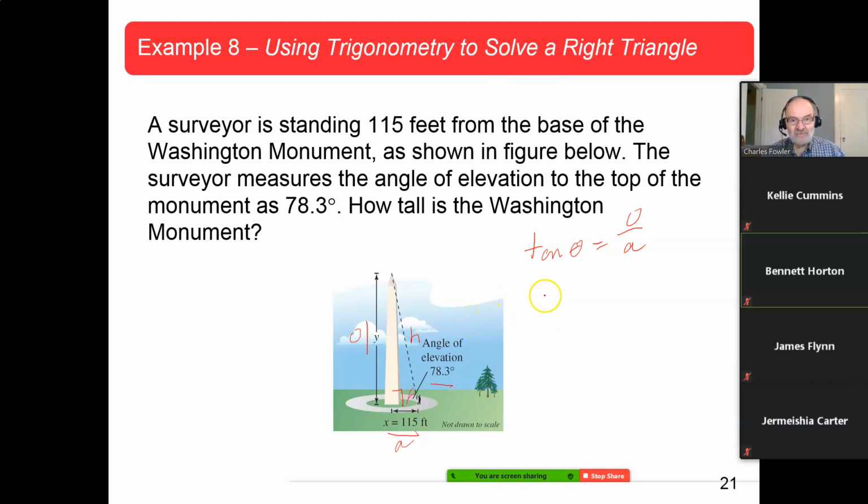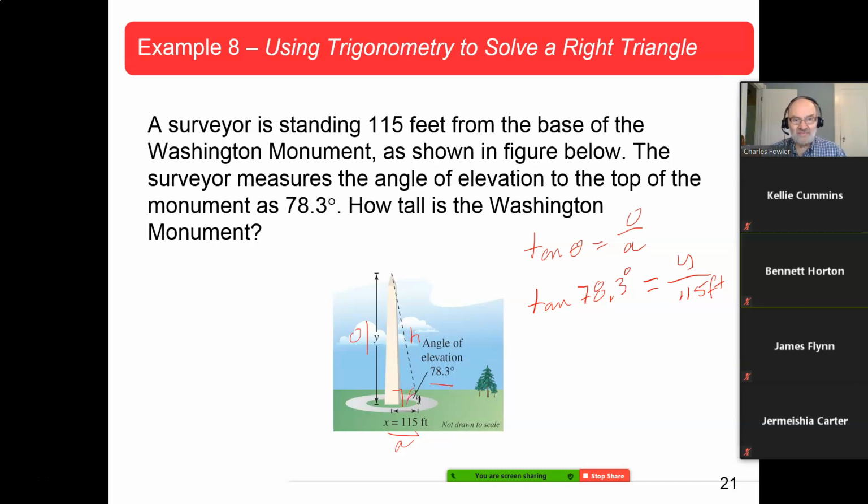So we know this is the tangent of 78.3 degrees. There's your theta in this problem. It is equal to the opposite side, that's what we're looking for, the unknown y, over the adjacent side. We know that one. That's 115 feet. So you see, the unit circle would be no good at all here because there isn't anything that's a unit. Right triangle trig, though, works perfectly.